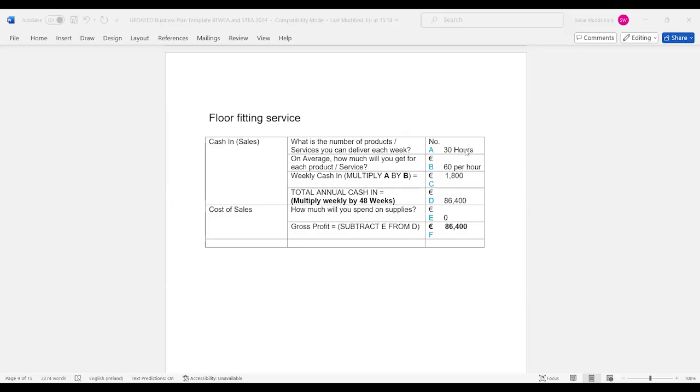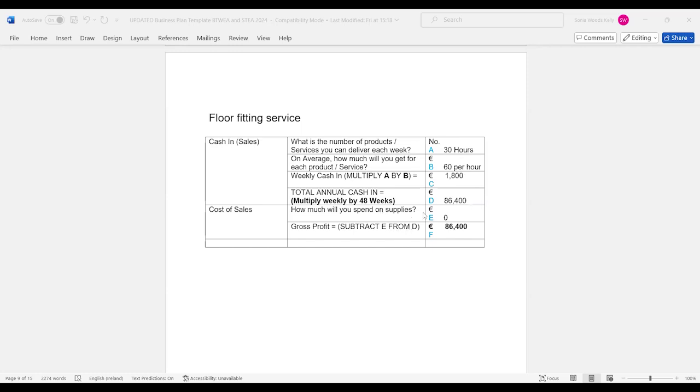So if it's 30 hours per week and my charge out is 60 euros per hour, my expected weekly income is going to be 1,800 euros. I then multiply that by 48 to get the annual sales, or the annual income, and that's going to be 86,400.